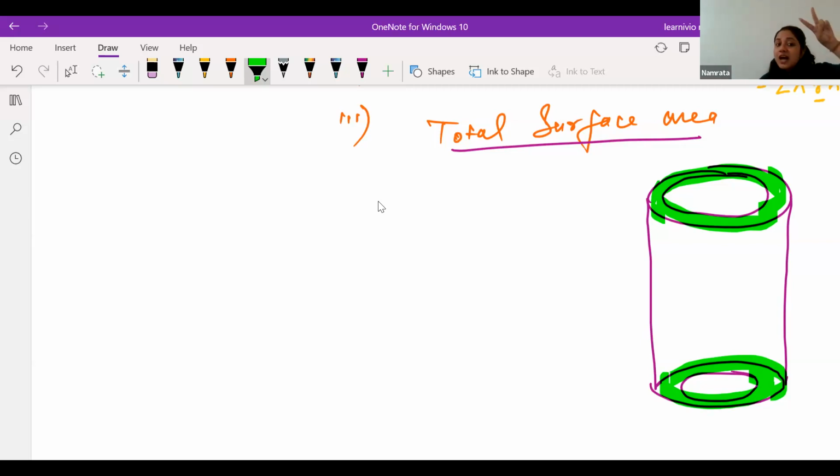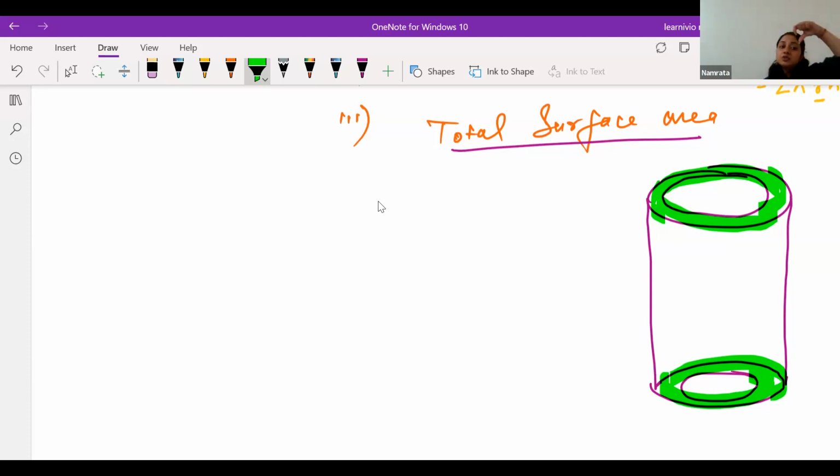Due to thickness, we are having two surface areas over here, and also the colored part, the ring surface over here and the ring surface over here. Each and every area we will be adding together and we will get the total surface area of the cylinder. What is the total surface area of the cylinder formula? Curved surface area plus the bottom area and the top area.